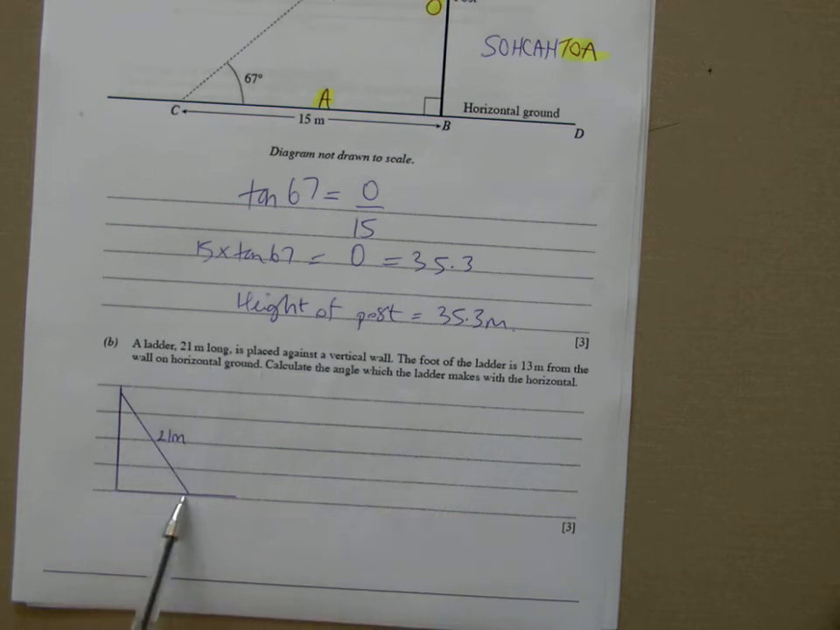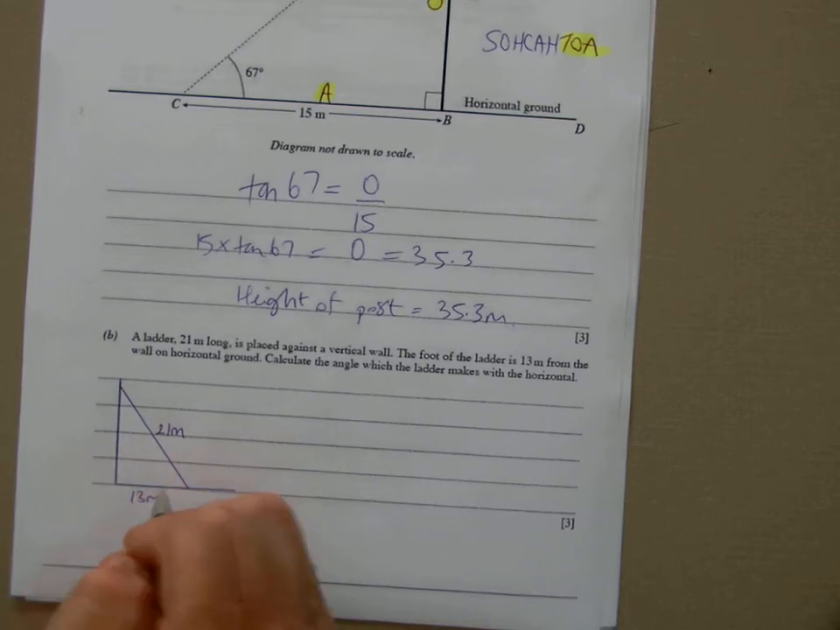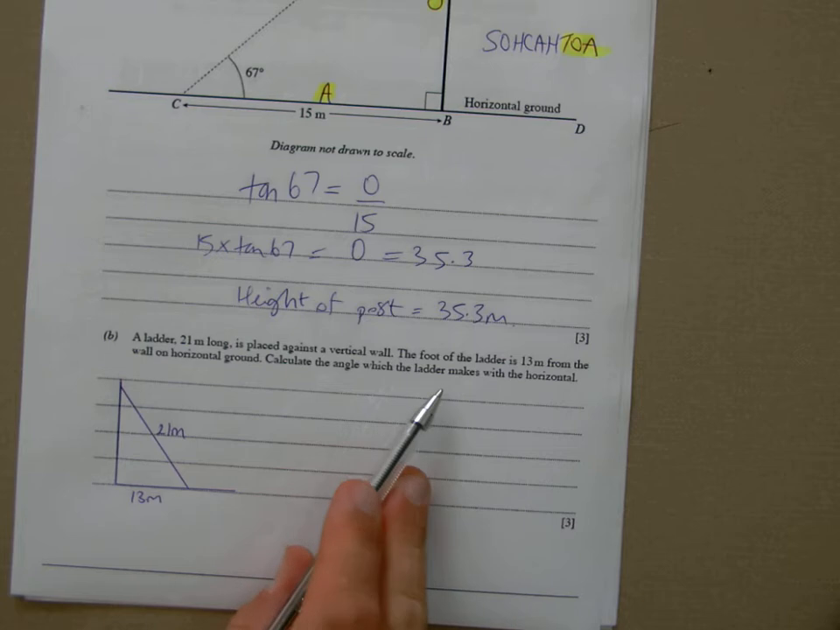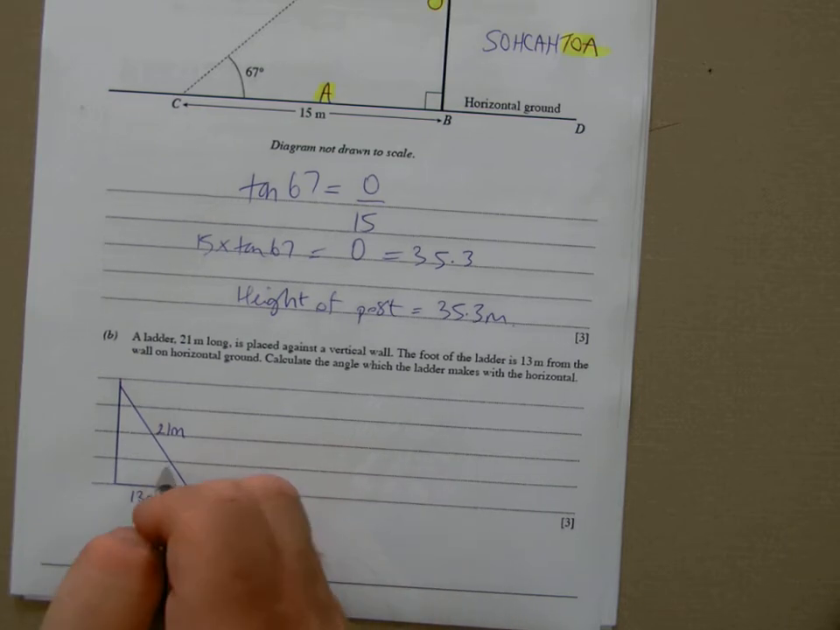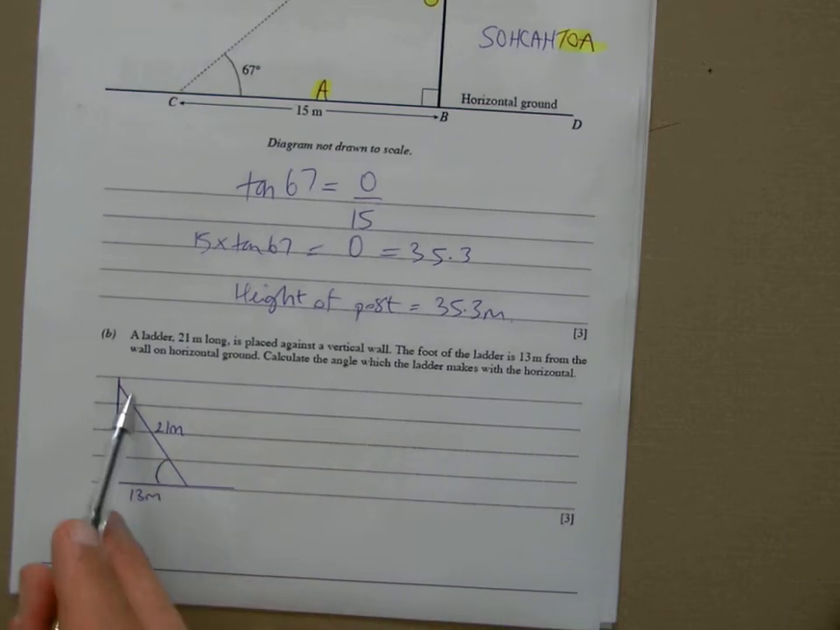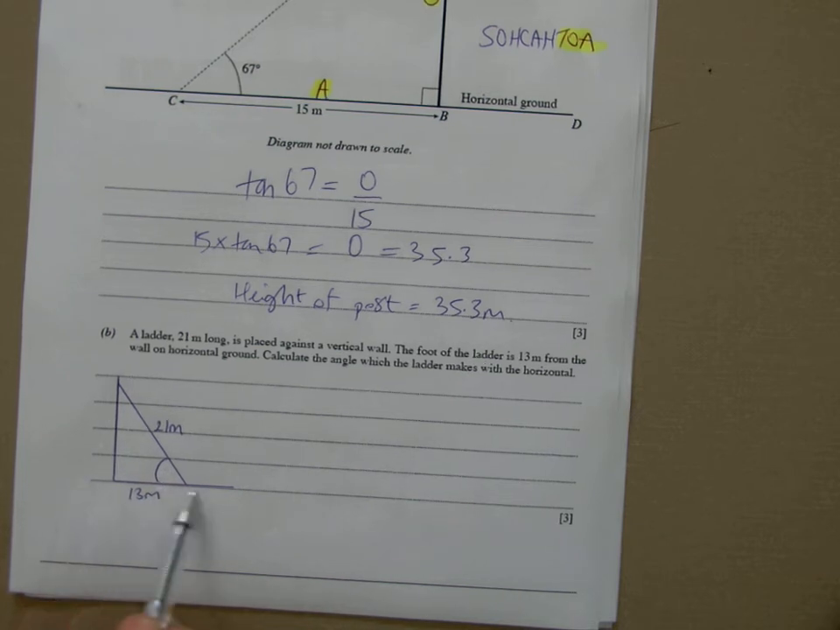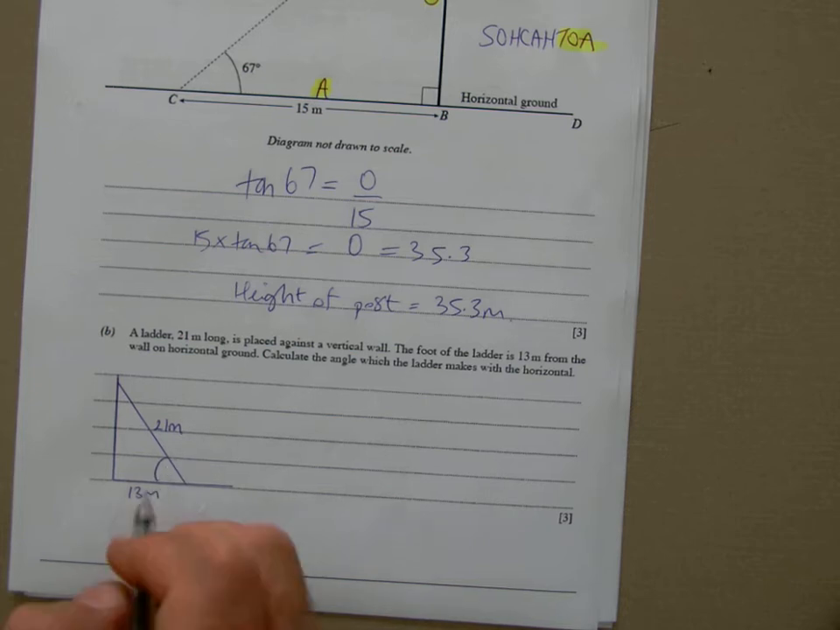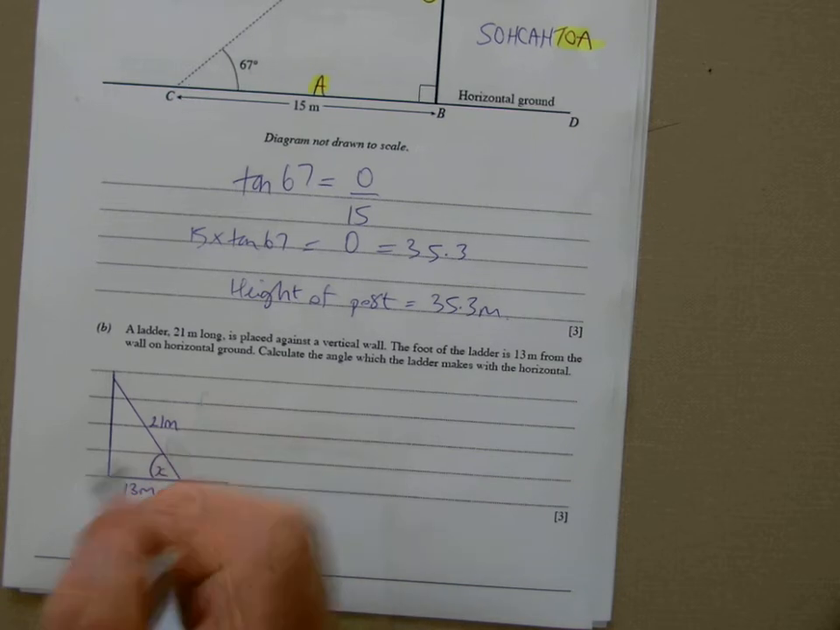So there's the foot of the ladder, the bottom of the ladder, and that's 13 meters away from the wall. Calculate the angle which the ladder makes with the horizontal. So we want this angle here, the angle that the ladder makes with the horizontal. That's the angle of elevation, in effect. We'll call it angle X.